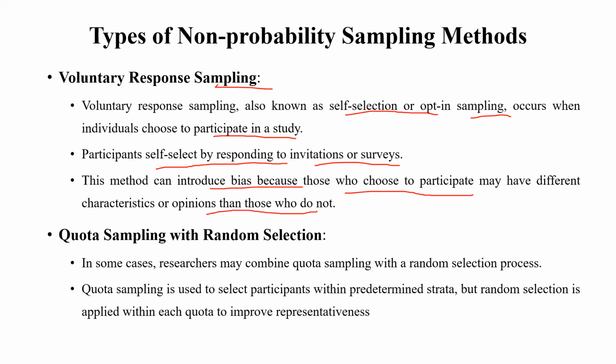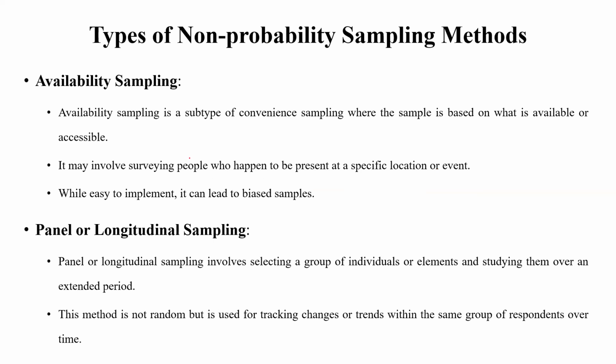Quota sampling with random selection. In some cases, researchers may combine quota sampling with a random selection process. Quota sampling is used to select participants within predetermined strata, but random selection is applied within each quota to improve representativeness. And some of the other nomenclature, like availability sampling.